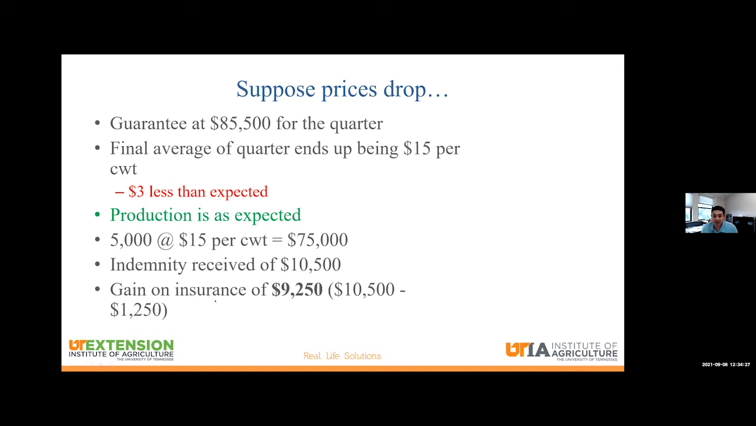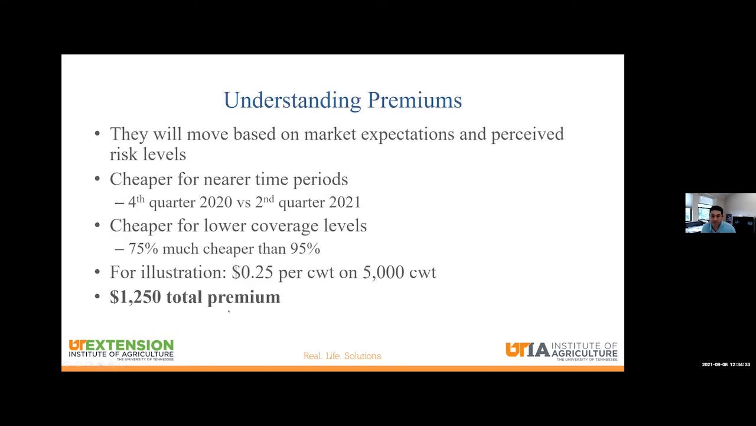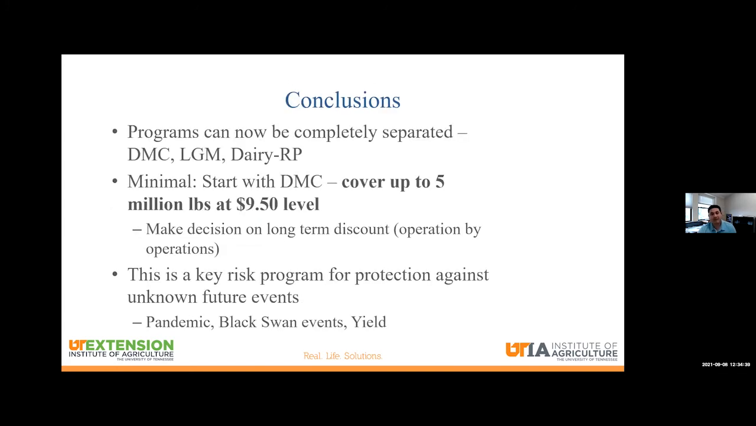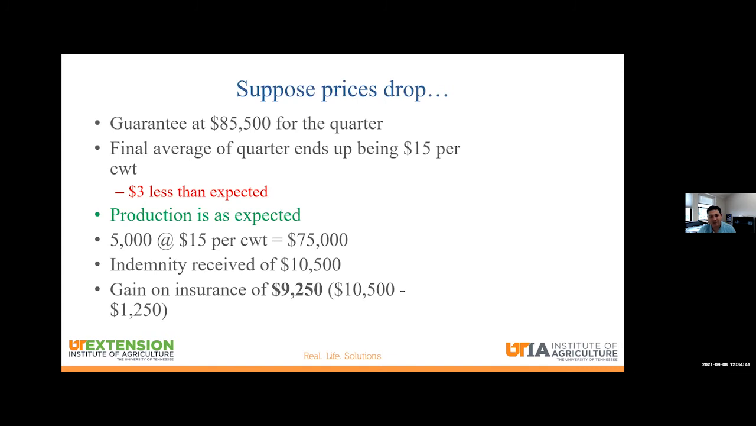But remember, the gain on the insurance is only going to be $92.50 because we also have to take out the premium that we locked in from whenever we locked in our insurance program. And so hopefully it didn't confuse you too much, but this offers protection on the revenue side that you can also complement with DMC or LGM, or if you just want to do one, that's up to you as a producer.